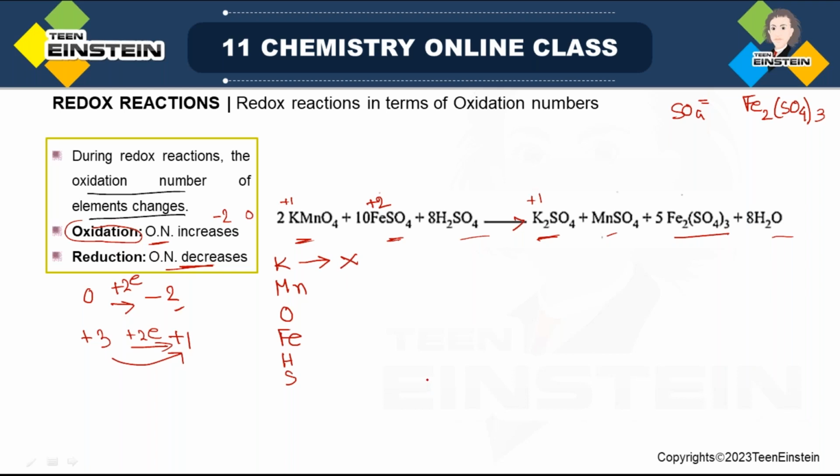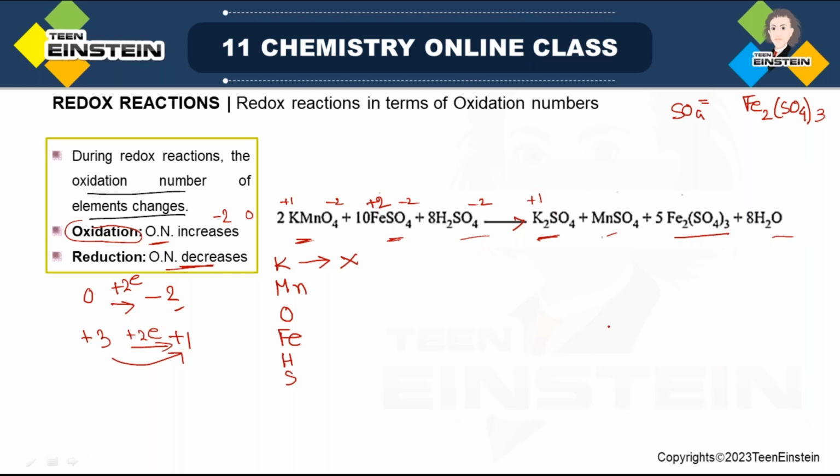Now what about oxygen? Oxygen is always -2. And if you see, here it is -2, this is -2, -2. You can do the calculation separately. I'm just doing it first because some steps I have to jump here.